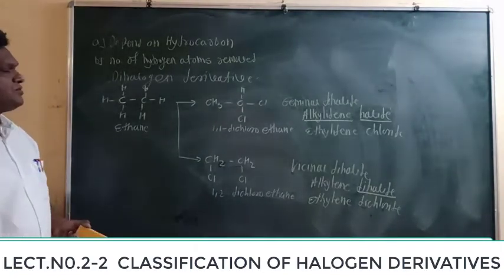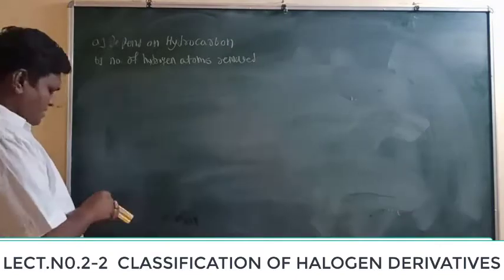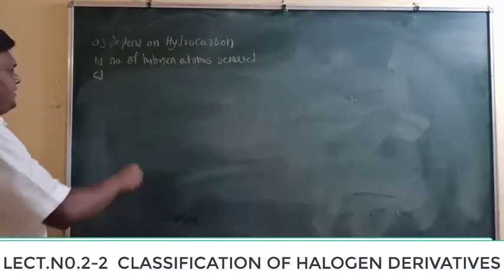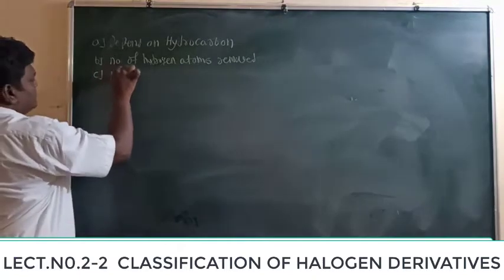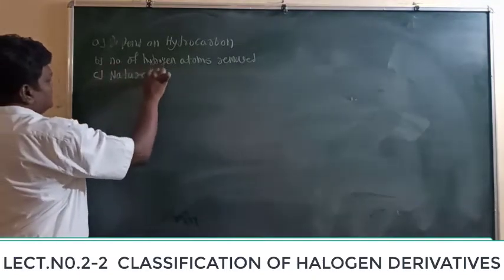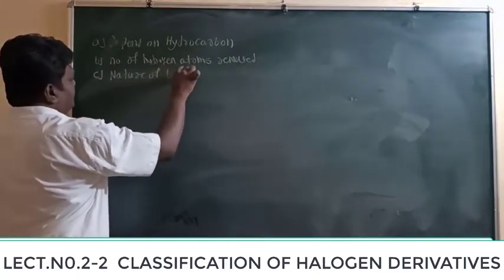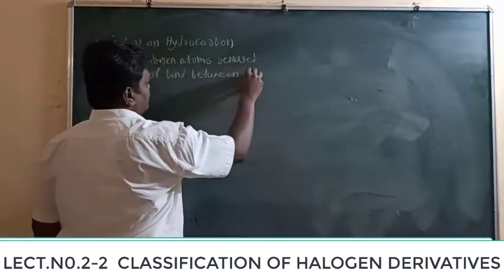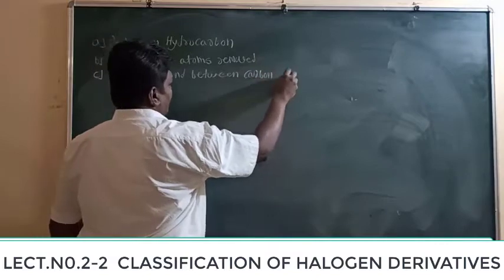After this, we are going to start with the next one. Now the third classification: nature of bond between carbon and halogen.